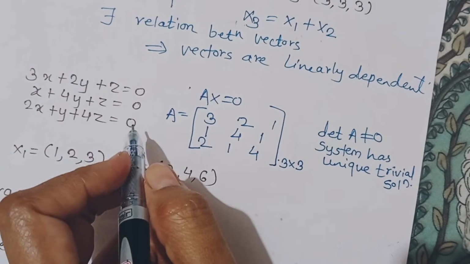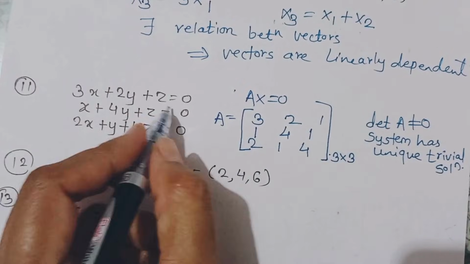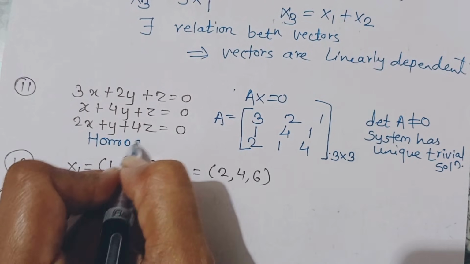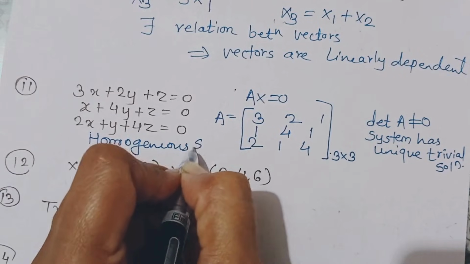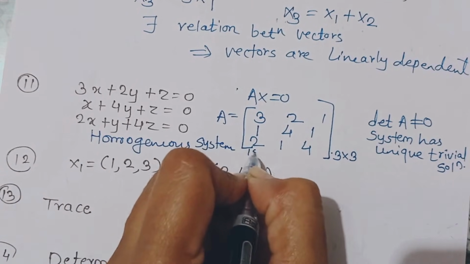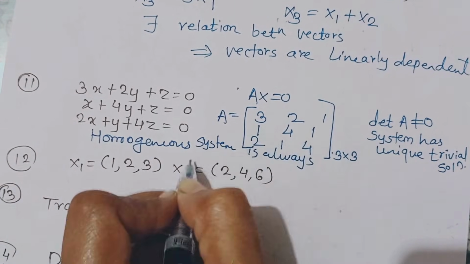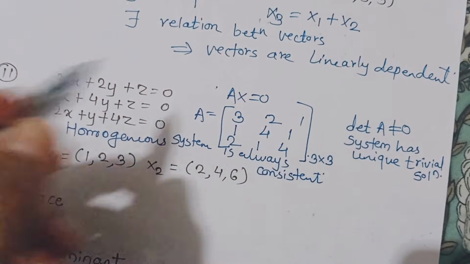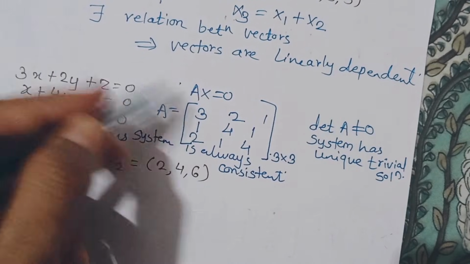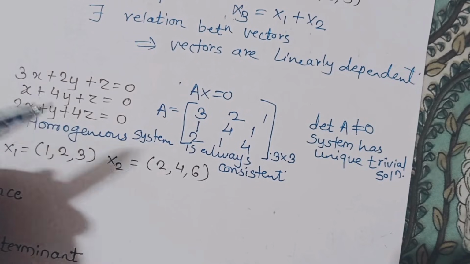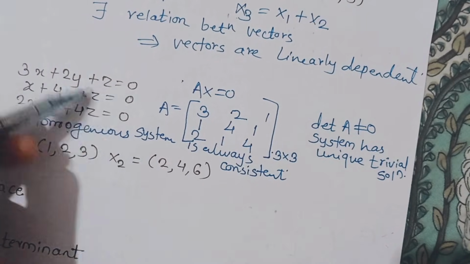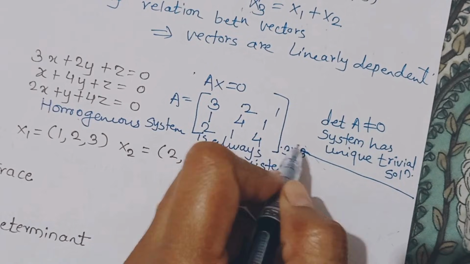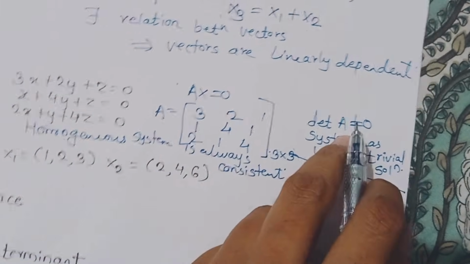The question is, we have to examine whether the system is consistent or inconsistent. This is a homogeneous system. A homogeneous system is always consistent. So the answer to this question is that this system is consistent. They are not asking whether the system has a unique solution or infinite solutions. They are asking to examine the system. So this is homogeneous, which is always consistent. If they are asking for the solution of that system, then we have to use this property.